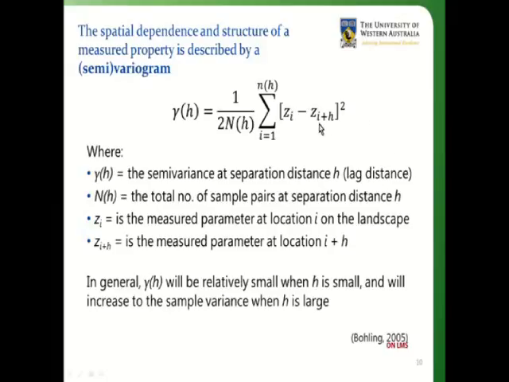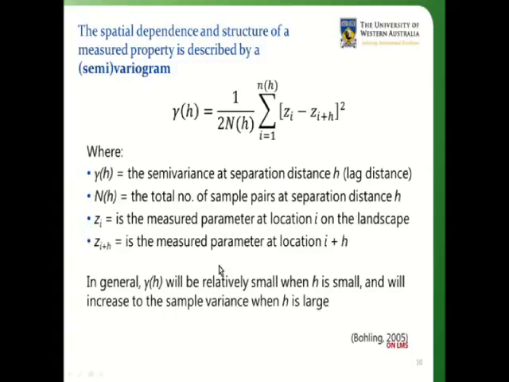Okay, and we need also our values of our measured parameter, so that may be density of vegetation, or it could be the concentration of some chemical in soil. It could be a count, for example, of a particular species of animal. Doesn't really matter.